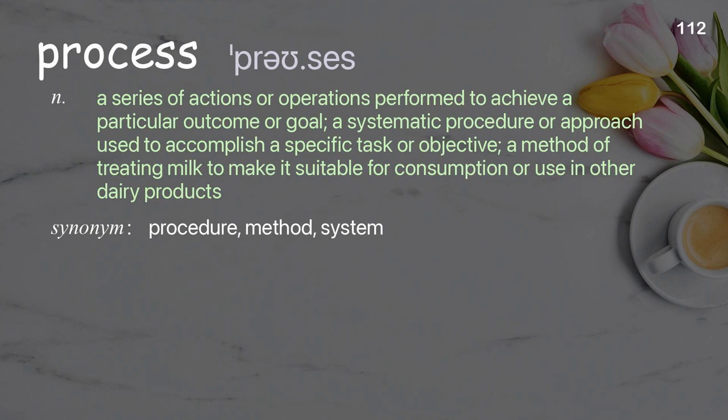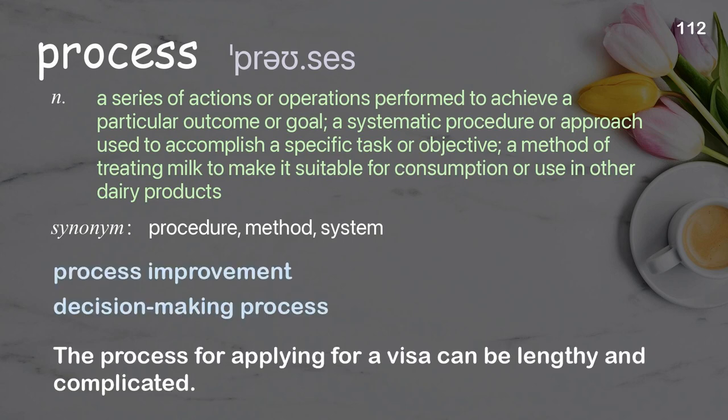Process. A series of actions or operations performed to achieve a particular outcome or goal, a systematic procedure or approach used to accomplish a specific task or objective, a method of treating milk to make it suitable for consumption or use in other dairy products. Examples. Process improvement. Decision-making process. The process for applying for a visa can be lengthy and complicated.